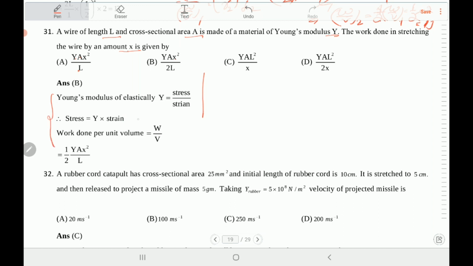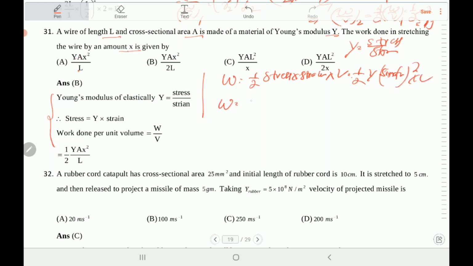I will explain this solution. How do you start? Work. What is work? Work is half into stress into strain into volume. According to the Young's modulus definition, what is Y? Stress divided by strain. So how do you solve for stress? Stress is Y into strain. So W equals half of Y into strain squared into volume. What is strain? Change in length divided by original length, that is squared, into volume.